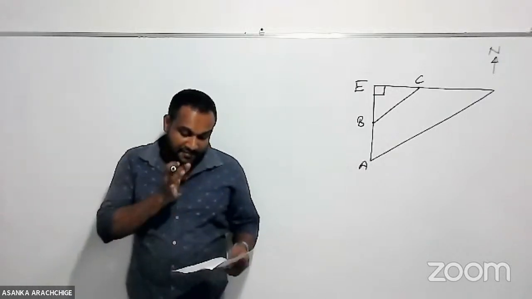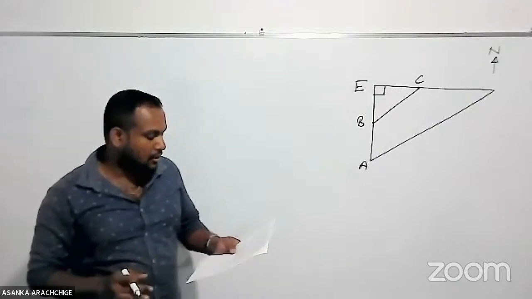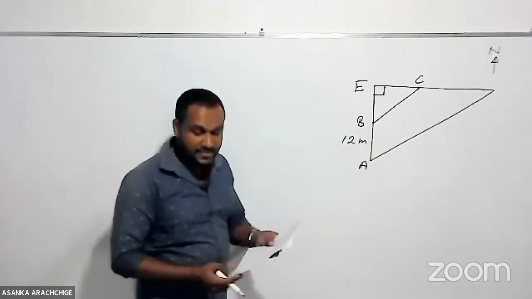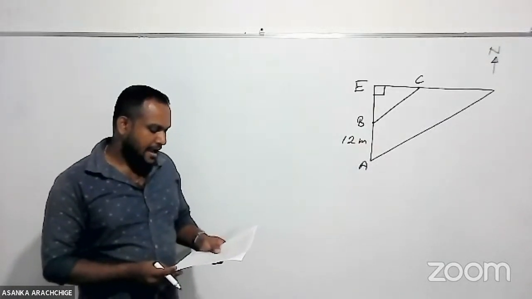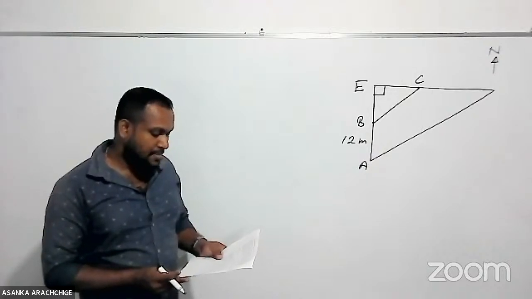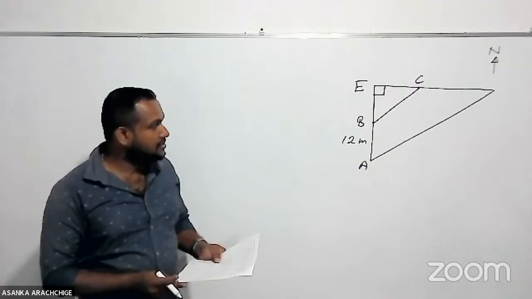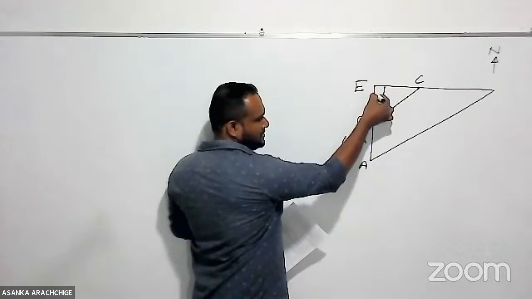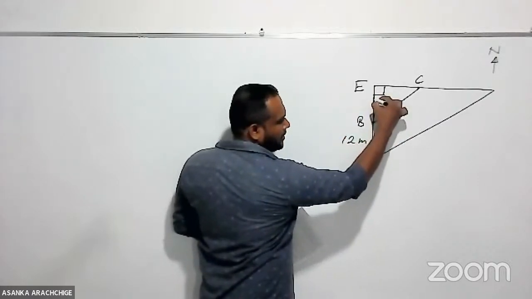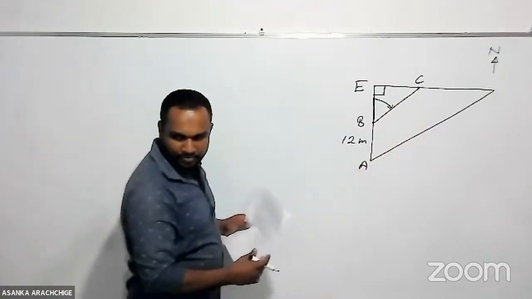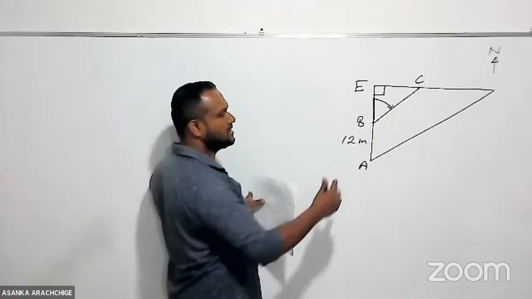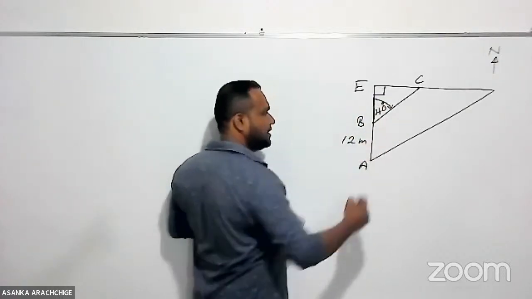Right. Kamal travels 12 meters to the north and arrives at the location B. Therefore, this must be 12 meters. The AB distance must be 12 meters. From B, he travels 20 meters on a bearing of 40 degrees and arrives at the location C. Since this line is vertical, you can consider this line as the north. The bearing means the clockwise angle measured from the north drawn at the point of observation, that is given to be 40 degrees.